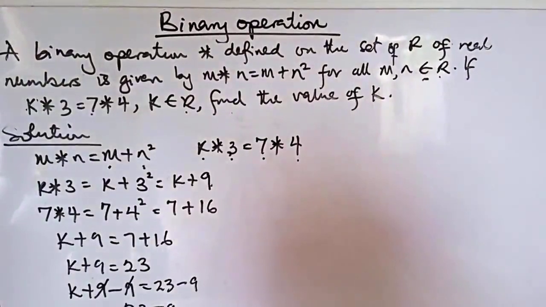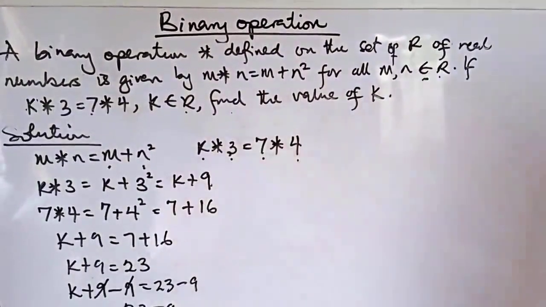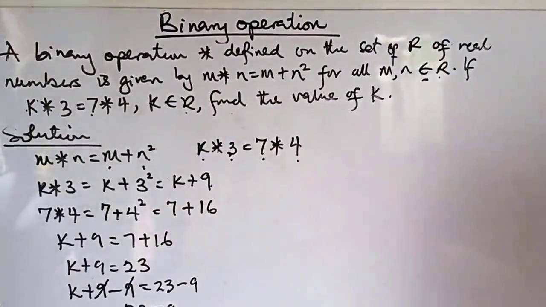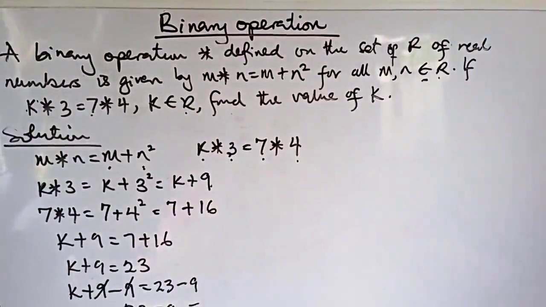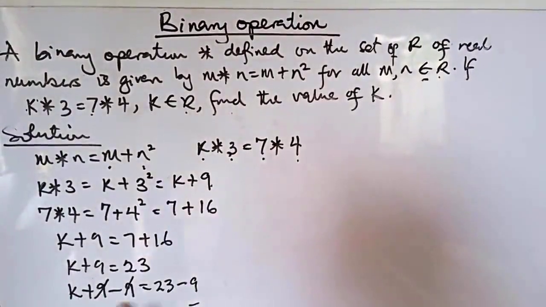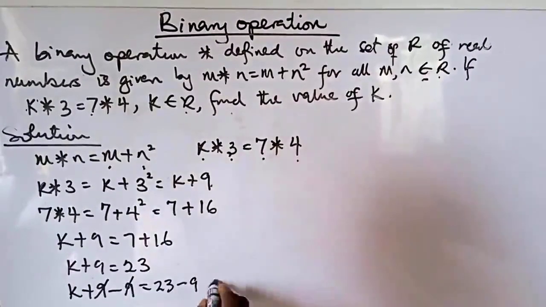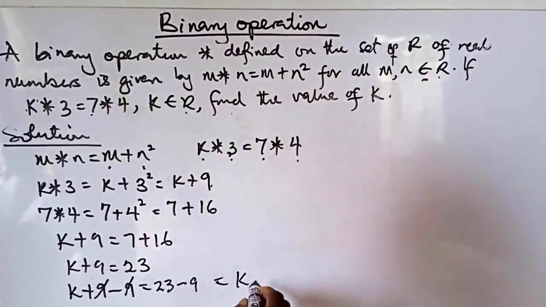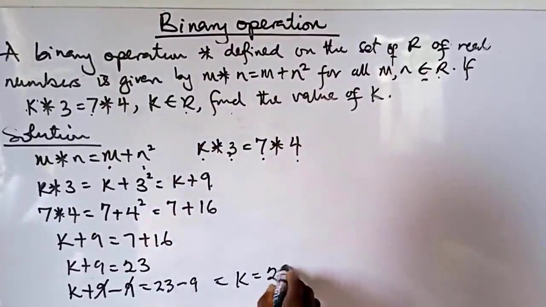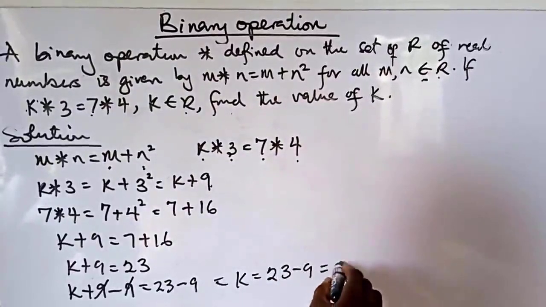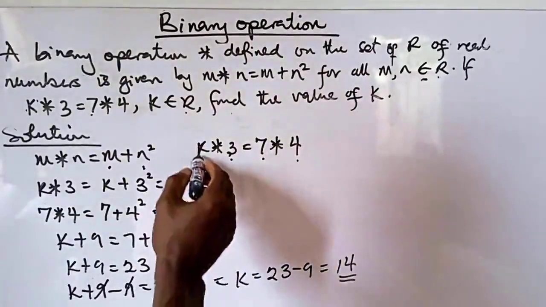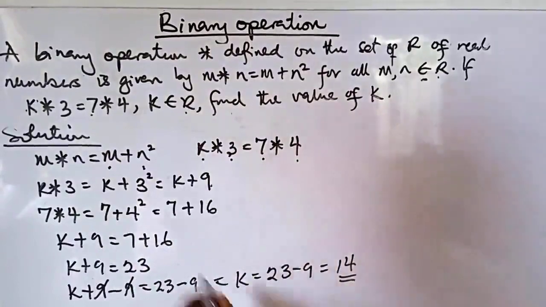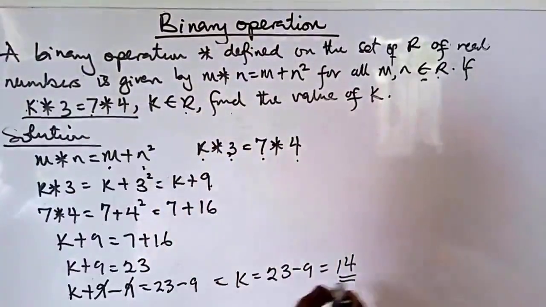Okay, let me just, I guess it's actually not showing from the screen there. So we can now say that k equals 23 minus 9, which should give us 14. So as such, our k value here is 14, according to this expression.